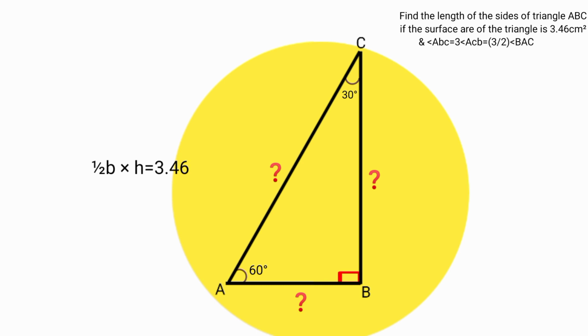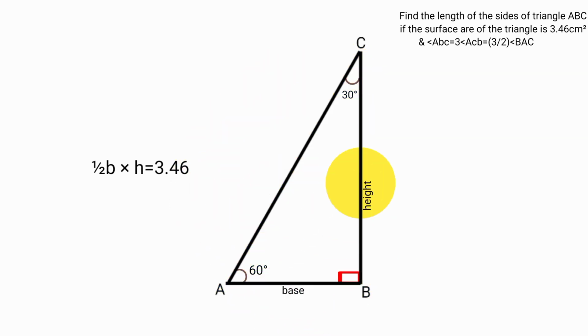And when finding the area of a right angle triangle, any of the two sides that are perpendicular to each other can be taken as the base or the height. So let's say this is the base and this is the height. Now from SOHCAHTOA, this TOA means tan theta equals opposite over adjacent. So let's take this angle here, 60 degrees. So theta equals 60 degrees. Now from here, this is the opposite and this is the adjacent.